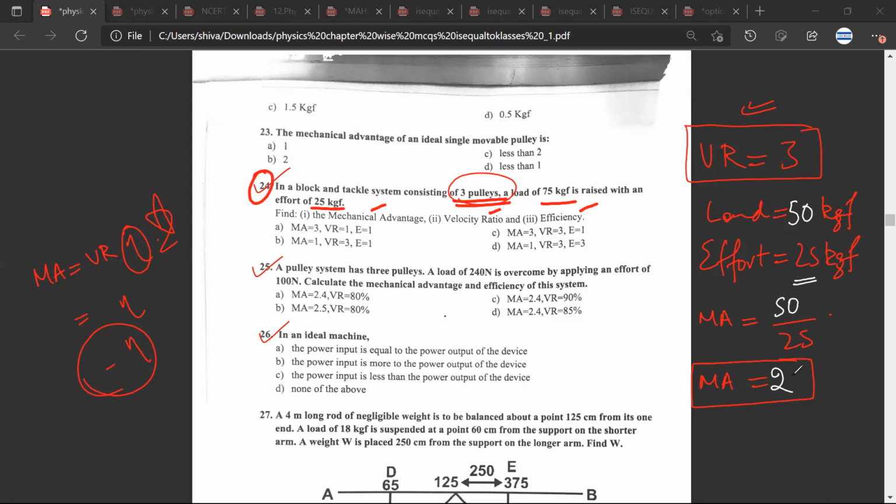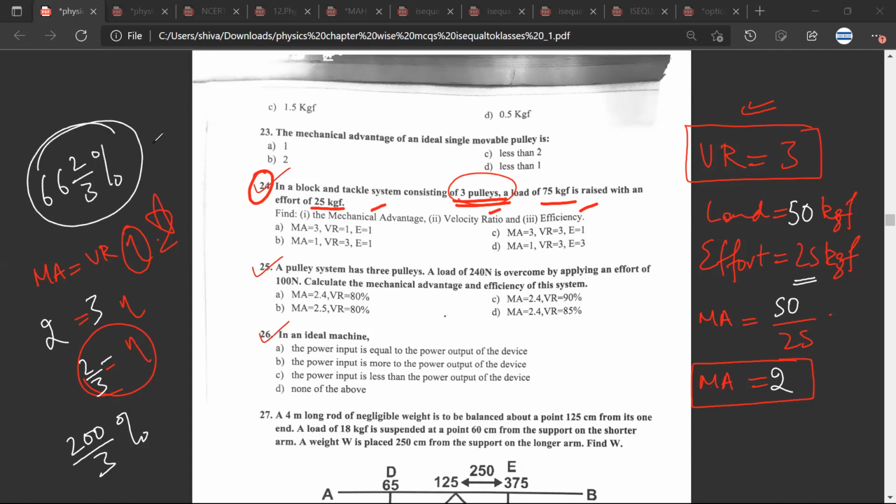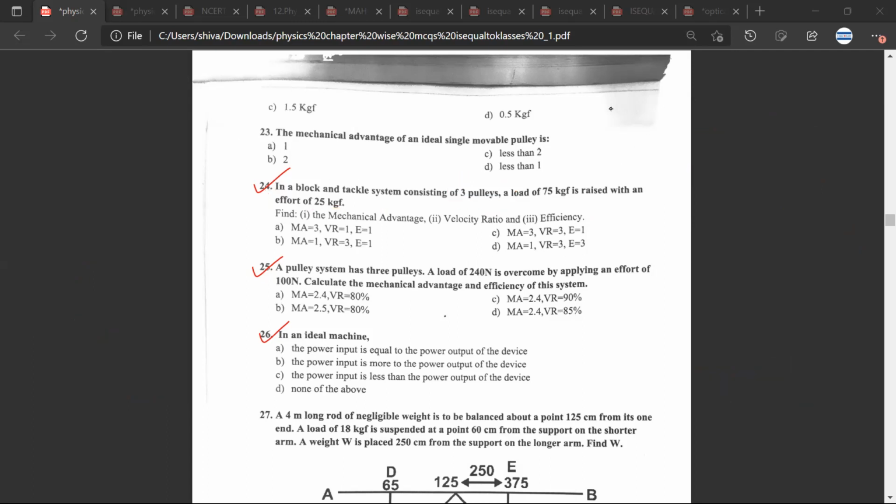Mr. CB, any doubt? No doubt. So mechanical advantage would be 2. Your velocity ratio is 3. Your efficiency is 2 by 3, or in terms of percentage, this is 200 upon 3, which is equal to 66.67 percent. Mr. CB, any doubt? No doubt. Great. Next question, Mr. CB.